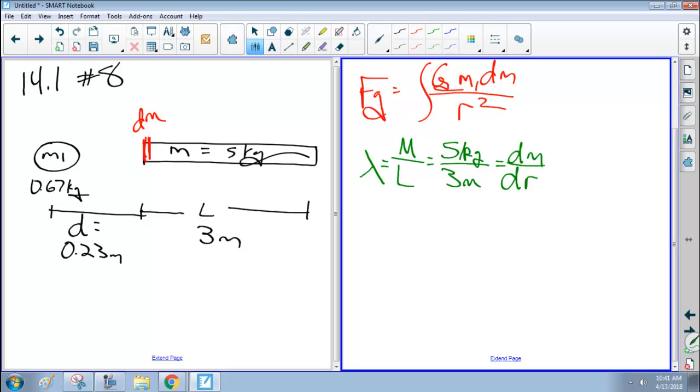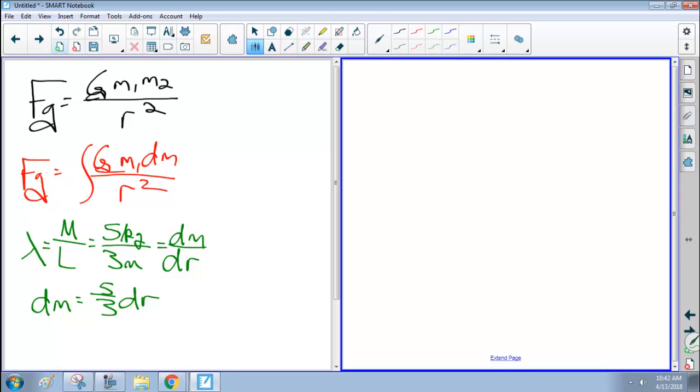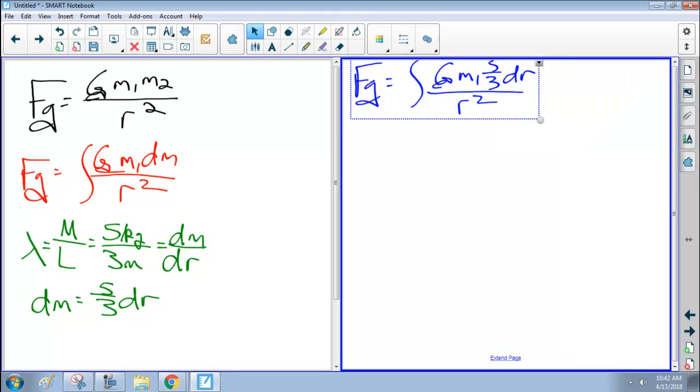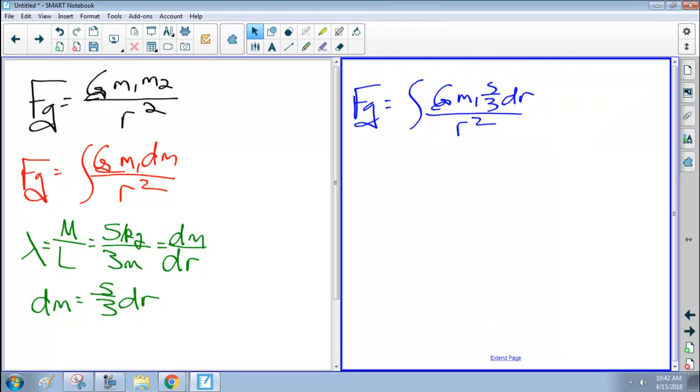Am I going too quick? Are we good? If we multiply both sides by dr, we find that dm is 5/3 of dr. And so now this integral becomes the integral of G times m1 times 5/3 dr all over r squared. But I need to set my bounds of integration. I'll wait till everybody's done writing that, and then I'll jump back.